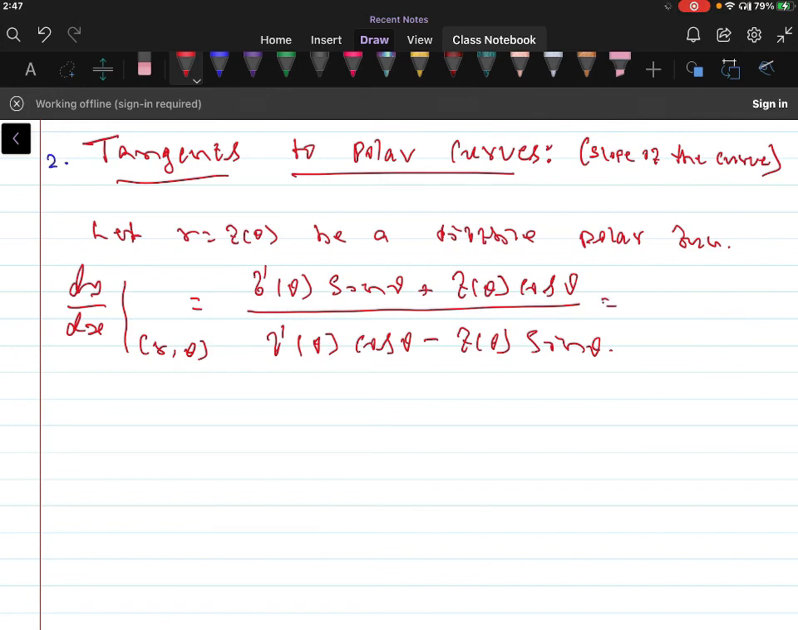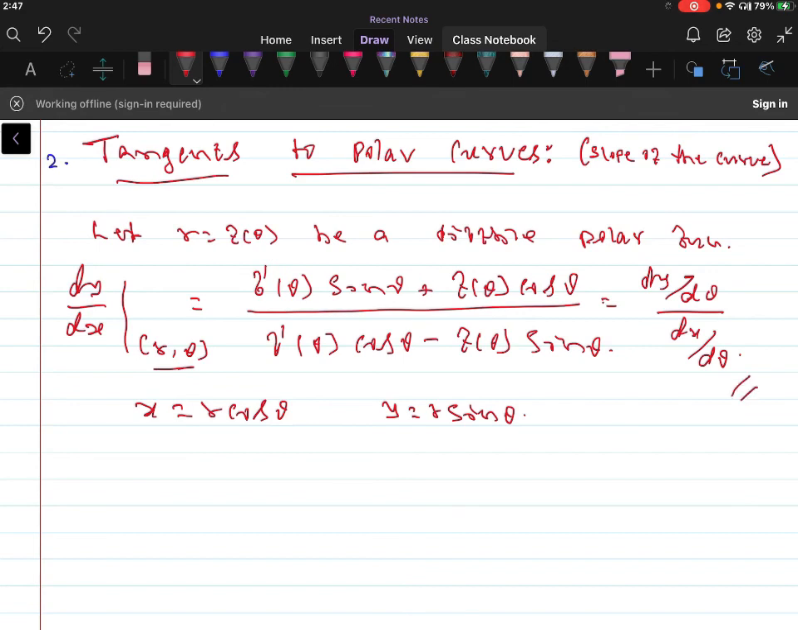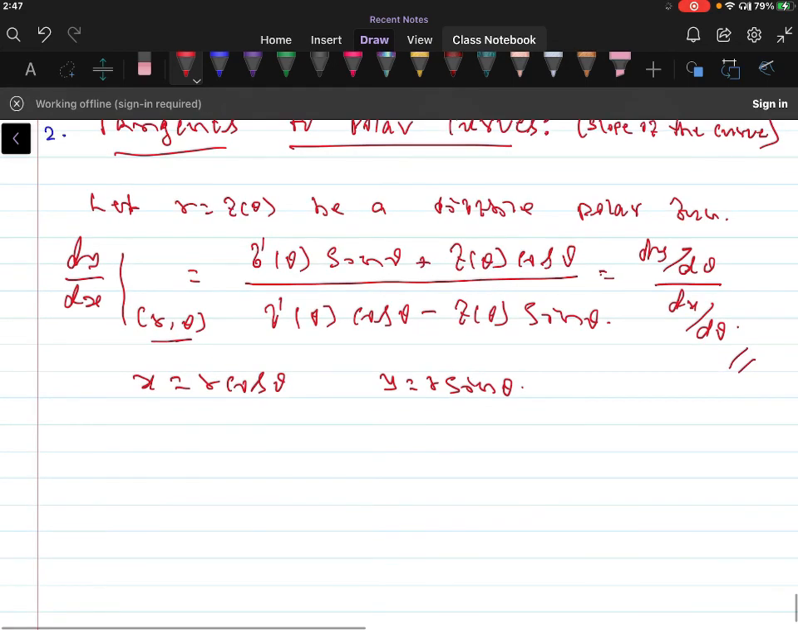Here dy by dx can be written as dy by d theta divided by dx by d theta, where x is equal to r cos theta and y is equal to r sin theta. By using these parametric equations, one can develop the slope at the point (r, theta). So this is the formula, provided dx by d theta is not equal to 0 at the point (r, theta).